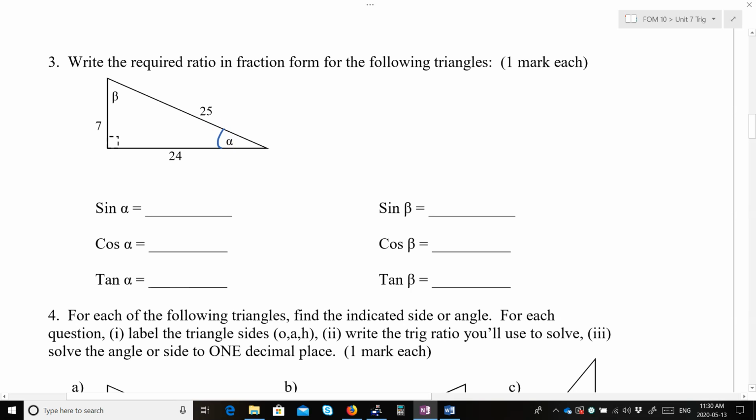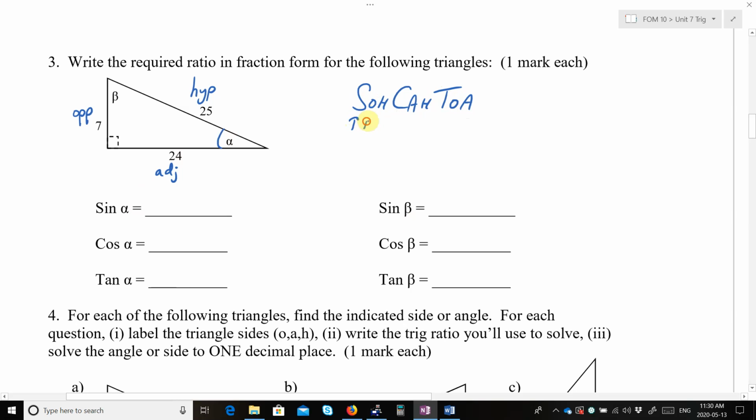Sine alpha. So there's alpha. Across is opposite. Across from the 90 is the hypotenuse. So that's the adjacent. Remember, opposite and adjacent end up switching if we talk about angle beta, so we'll get to that in the next set. But for sine alpha, we've got a 90-degree triangle, so SOHCAHTOA applies.